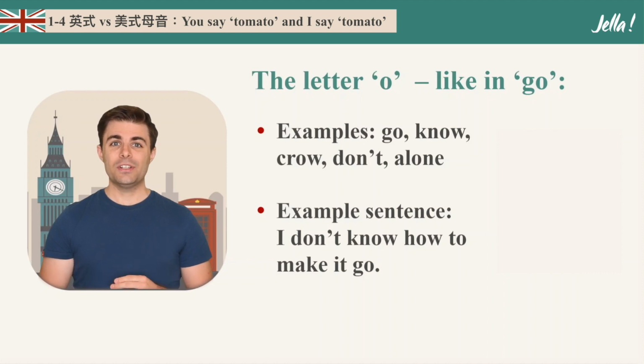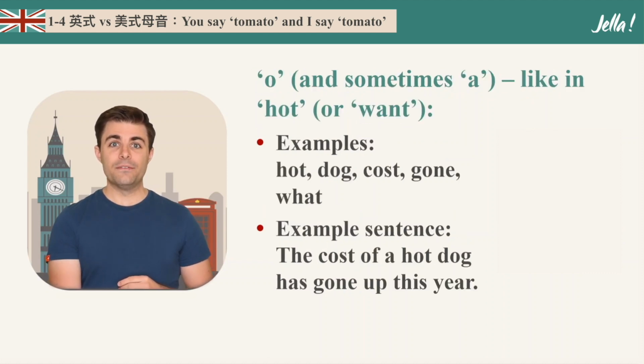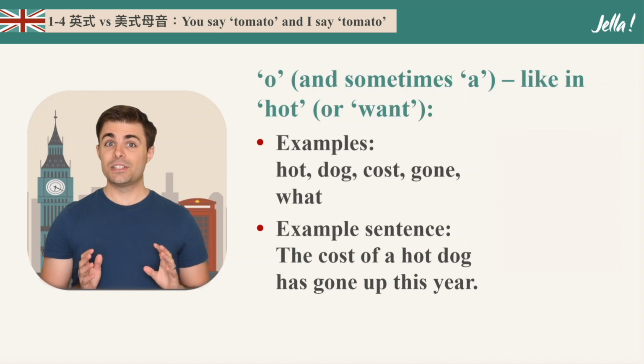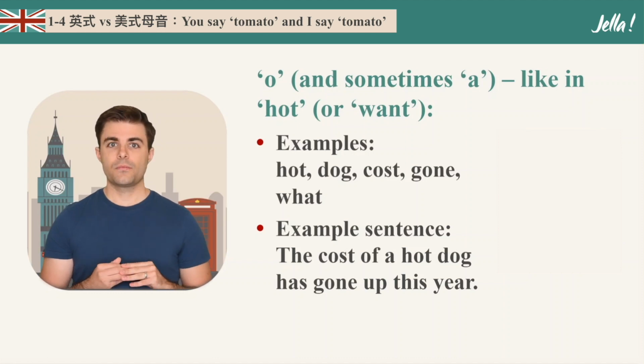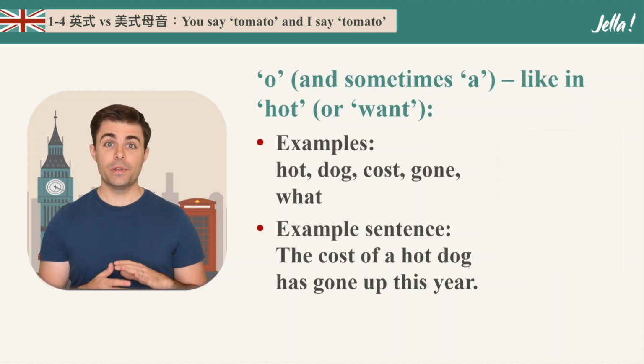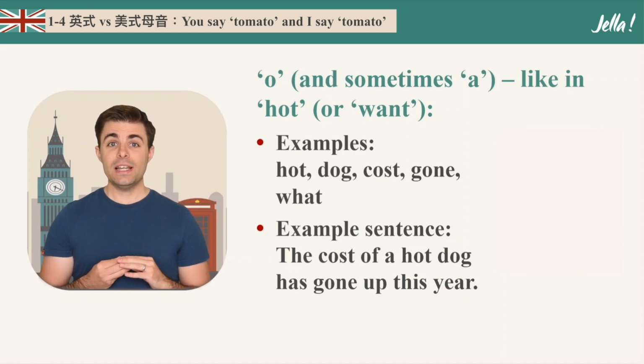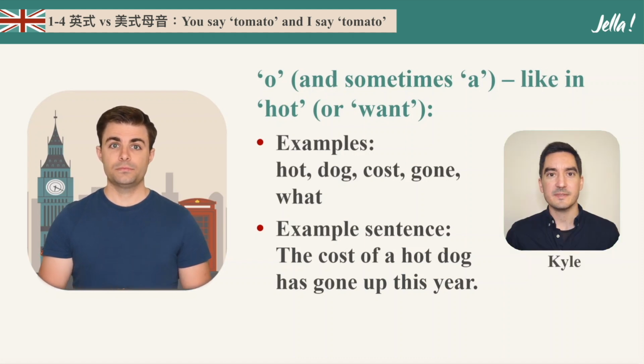Right, so let's have a look at our next major difference in vowel sounds. It also applies to the letter O, in this case like in the word hot. Now, sometimes this can also apply to words that use the letter A as well, like in want. But this is much less common than with the letter O. Okay, so let's listen to Kyle give some example words in GA using this sound. Hot dog. Cost. Gone. What?